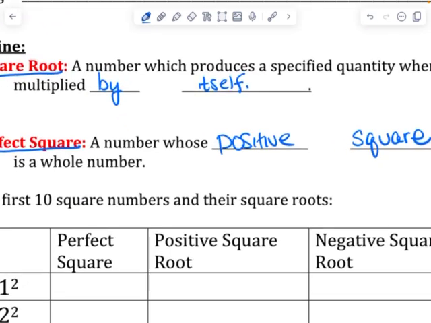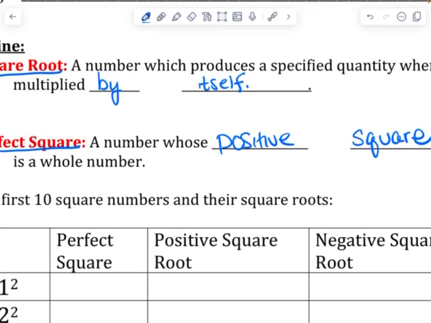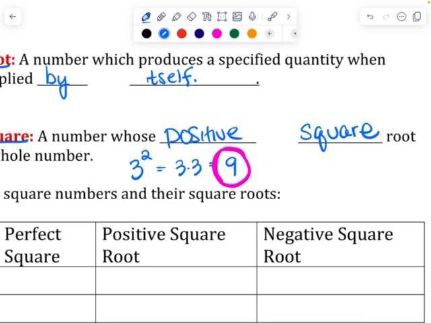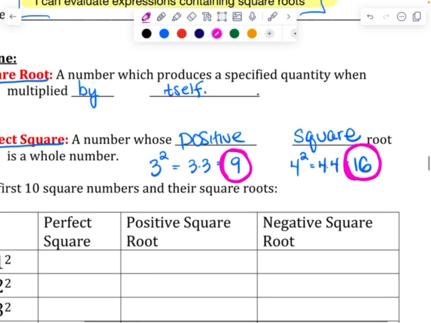For instance, if I do 3 squared, which is really 3 times 3, that gets me 9. 9 is the perfect square. If I do 4 squared, which is really 4 times 4, that gets me 16. 16 is the perfect square.